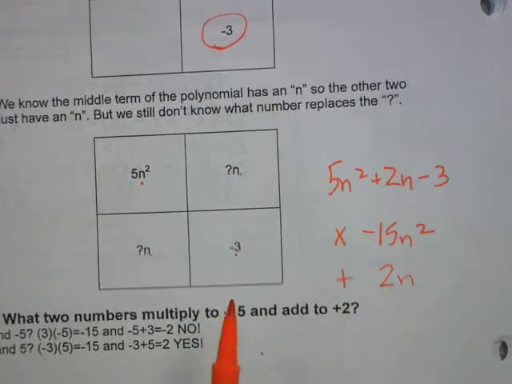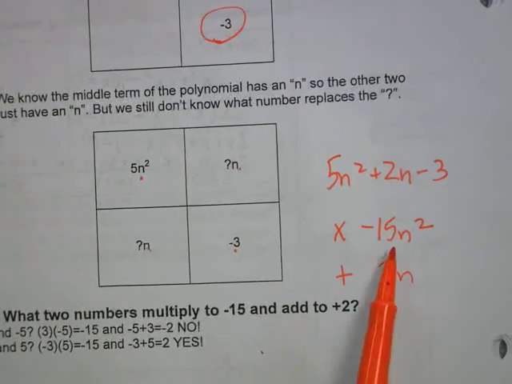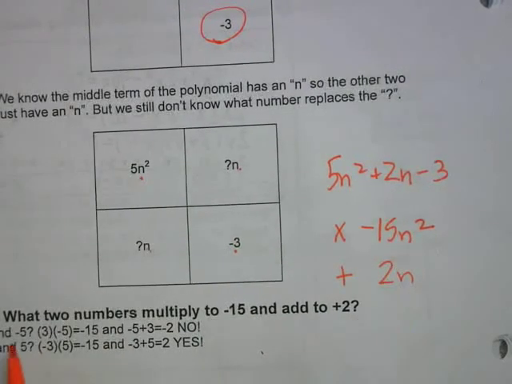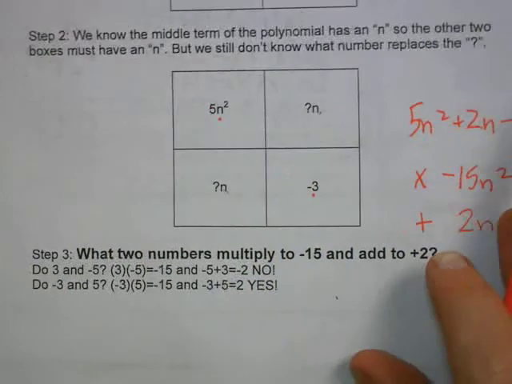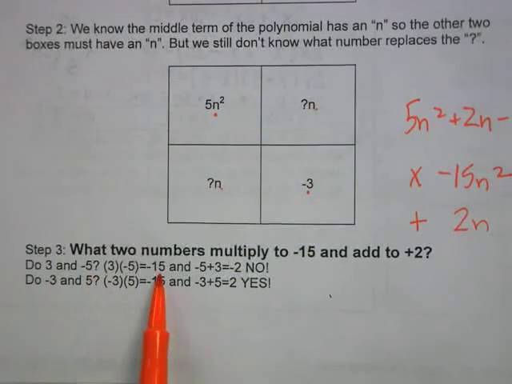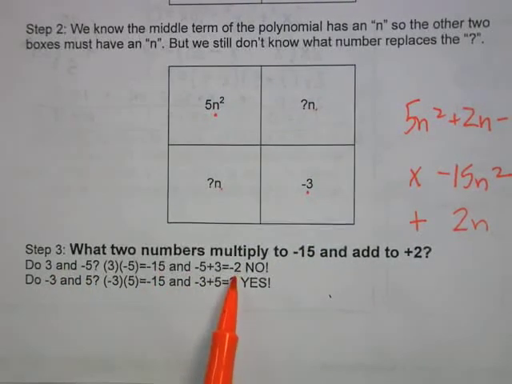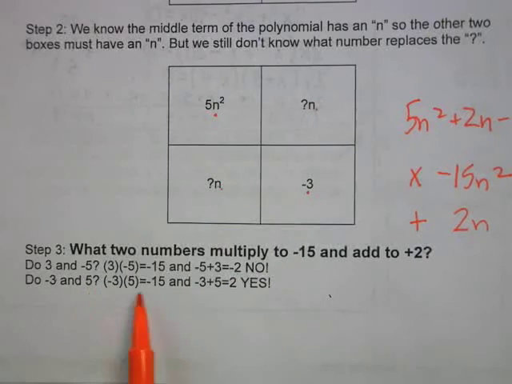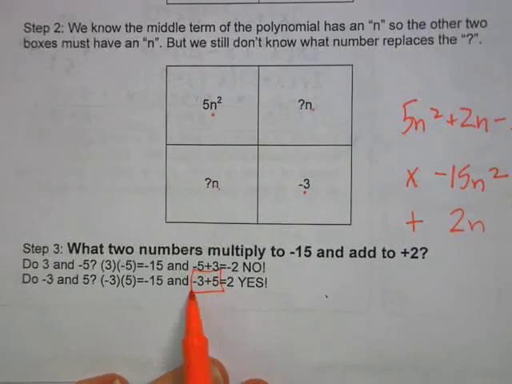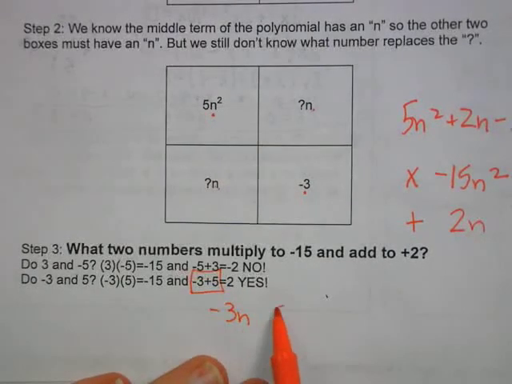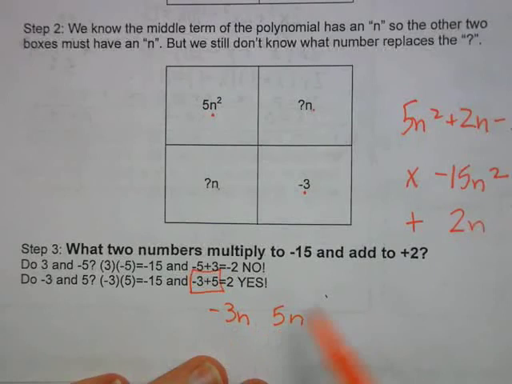So what are some factors here? Well, there are factors of 15 of 5 and 3, and we just have to have the right combination. We know it's going to be one negative and one positive. If we have 3 and negative 5, that's negative 15, but it adds to negative 2. If we have negative 3 and 5, that multiplies to negative 15, but it adds to 2. So this is our magic combination: a negative 3n and a 5n. They multiply together to get negative 15n squared, and they add together to get a positive 2n.